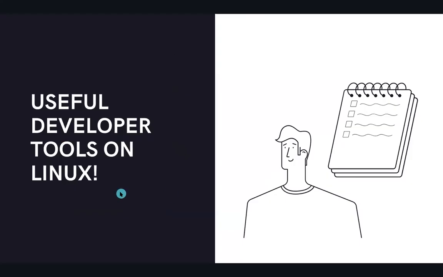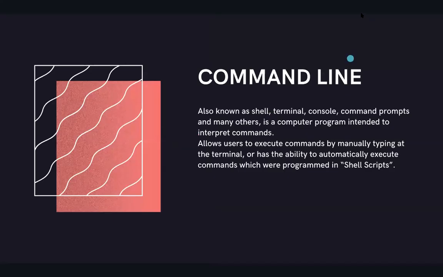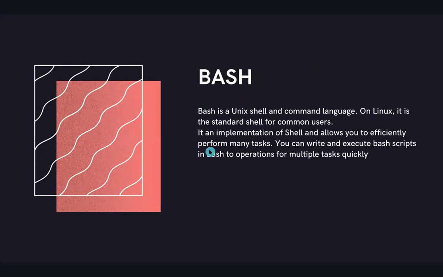So now we are going to dive into the useful developer tools on Linux that can help you upgrade your software development. Firstly, the most important, most common and basic one is the command line tool. It is also known as shell, terminal, console, command prompt on many other operating systems. So on Linux or on Ubuntu, it is called terminal. The app is called terminal itself. But we commonly use the bash shell for the standard shell.